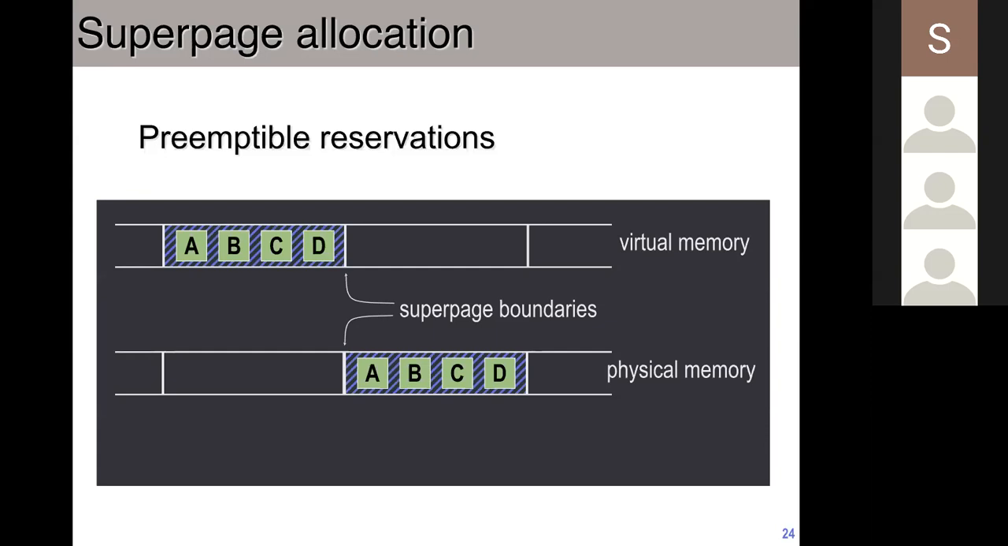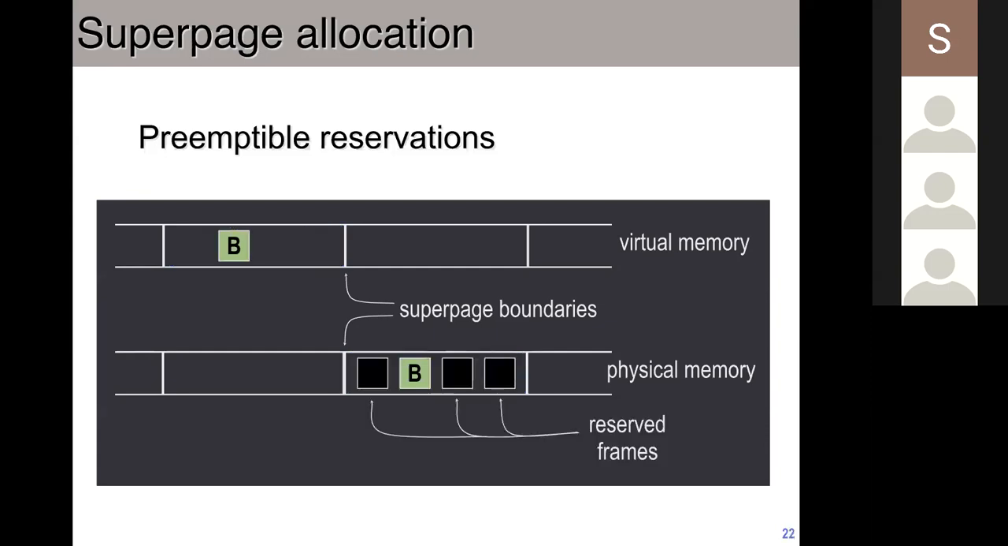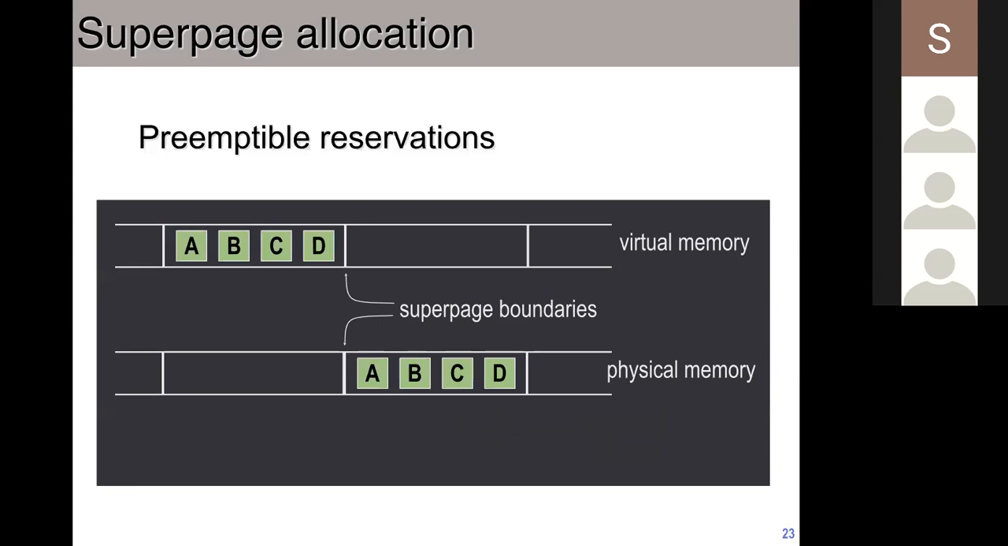So this way, if I go back a couple of slides, in the beginning, if you notice, I only did a reservation. I did not create a super page right away. Only when the application touched the neighboring pages, at that point, I created a super page. So this is important. I made a reservation. I didn't create a super page. The super page was created only when all the base pages were touched. So this gives me an opportunity to cancel the reservation if those base pages don't get used up. Does that make sense? Any questions on this?